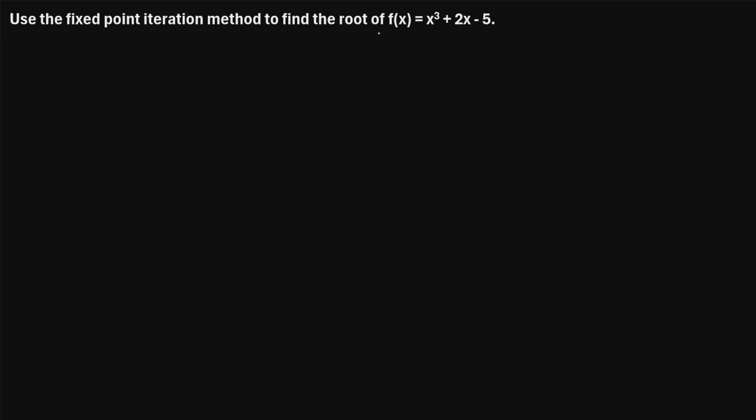This says, use the fixed point iteration method to find the root of f of x equals x cubed plus 2x minus 5. So when we say we want to find the root of a function, all we mean is what is the x value that will make this function equal to 0? So what value can we plug in for x that when we plug it in, f of x turns out to be 0?